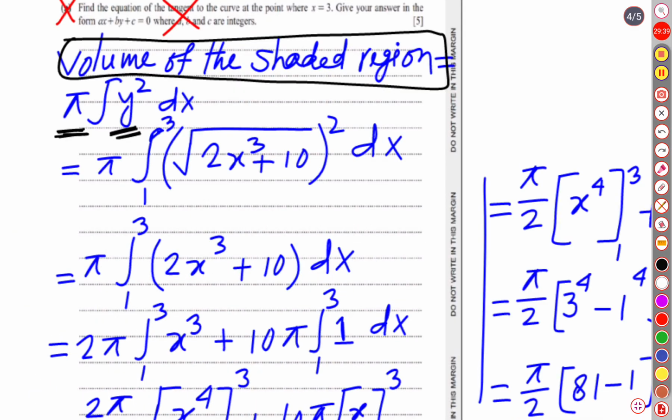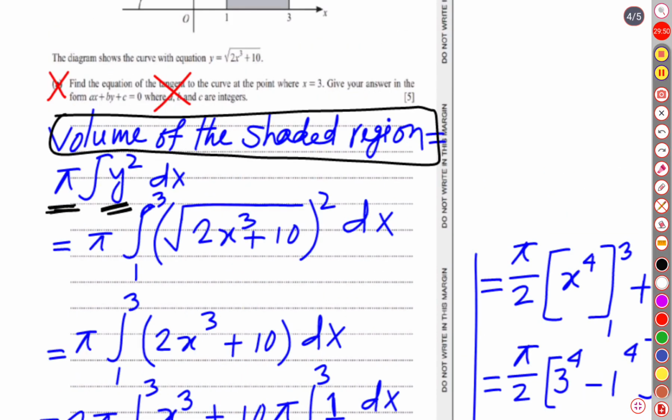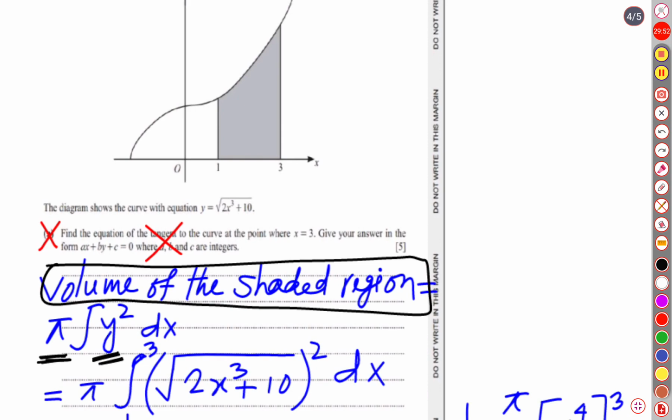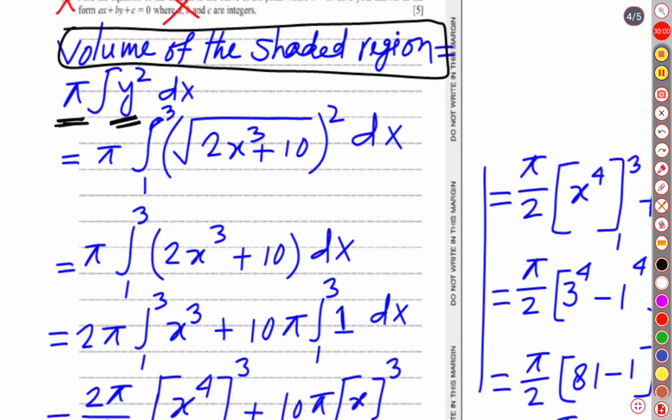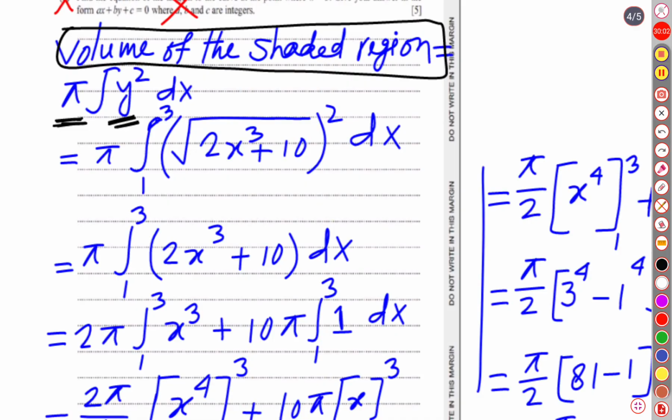Our function y was the square root of 2x cubed plus 10, and then we have written the square. Let me show you the function. This is our function: y equals the square root of 2x cubed plus 10. Then we have just written the same function over here.